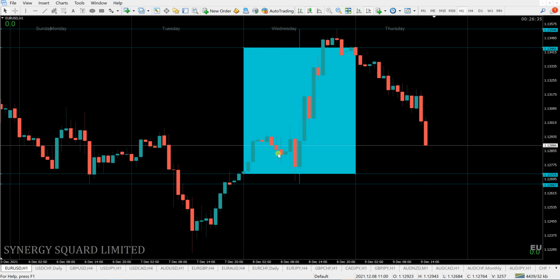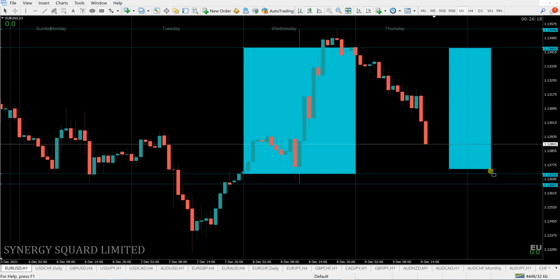So since this is the open and this is the close, and the close is above the opening, that is why we can say that Wednesday was a bullish day. So this is how the candle is going to look. It's going to look like this, and then from the high to this very low as the wick.